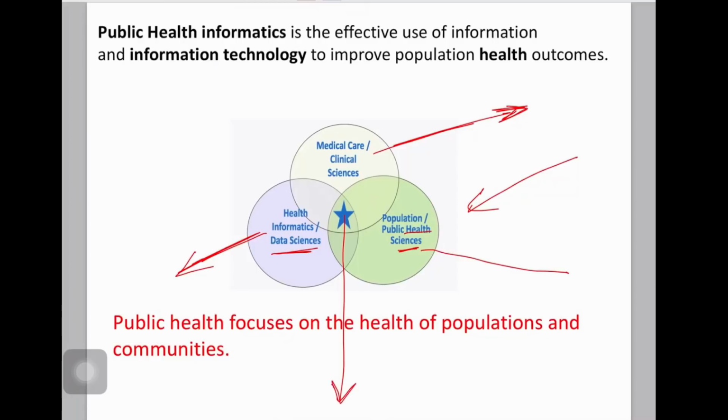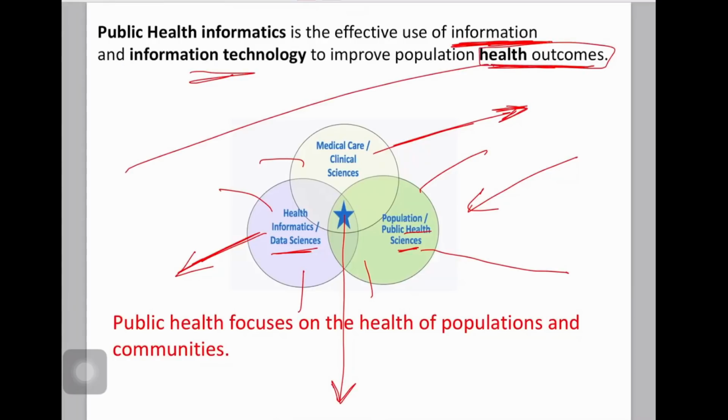In short, we can say public health informatics is the effective use of information and information technology. We have a lot of data and information here, but the effective use of the information and information technology is to improve population health outcomes. Now, what is a health outcome? Write on your paper whatever idea you have about health outcome.